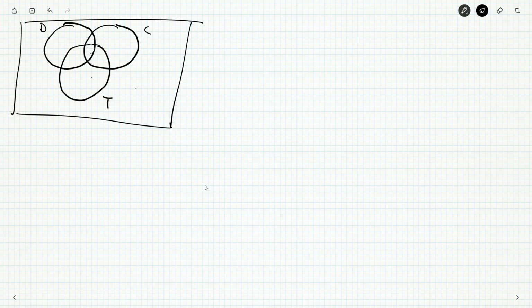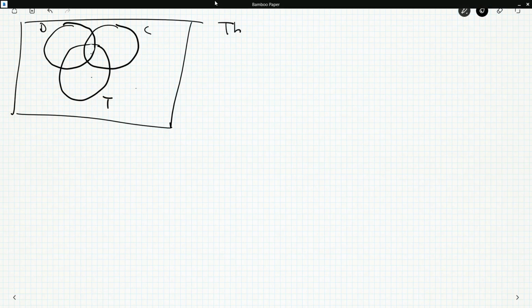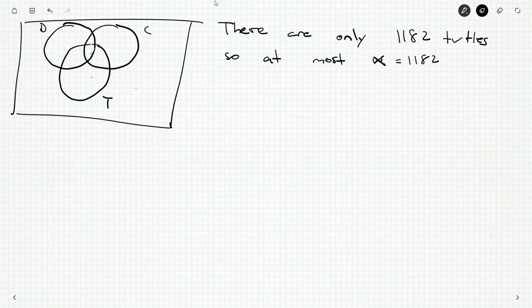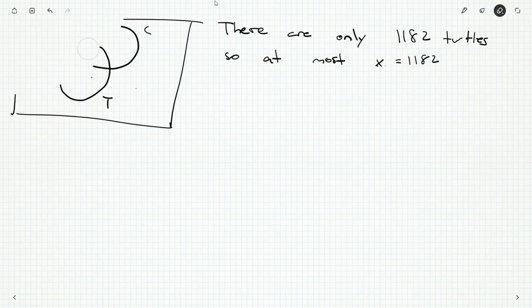Now, in terms of X, there are only 1,182 turtles, so at most, X is 1,182. This doesn't guarantee that X is 1,182, because maybe there's some way to not make a Venn diagram that has 1,182 in the middle. Actually, let's try to do that now.